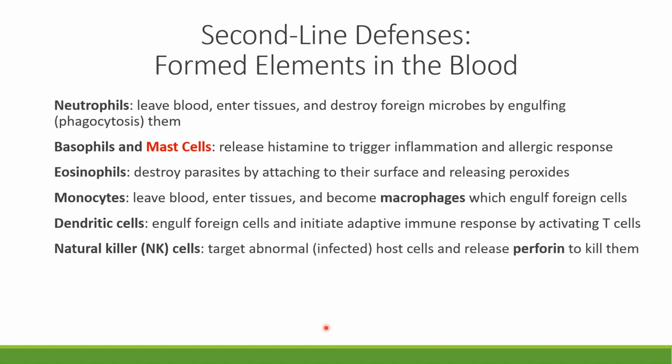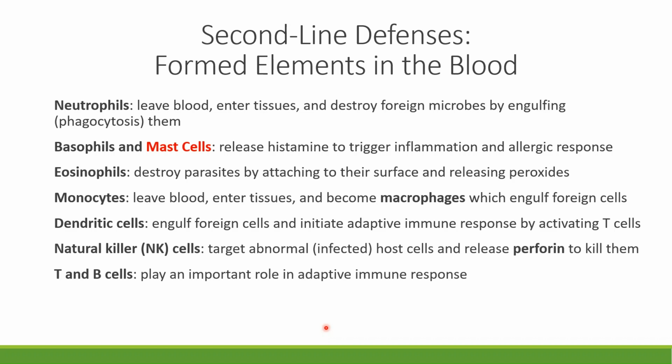NK cells, or natural killer cells, are capable of targeting virus-infected and cancerous cells. So, virus-infected cells and cancerous cells may exhibit something on their outside surfaces that allows those natural killer cells to identify them. And those natural killer cells then release a chemical called perforin, which leads to the destruction of those bad cells. So, this is kind of unique from the other cells that we've talked about so far, in that it actually targets our own cells, which have gone bad for one reason or another.